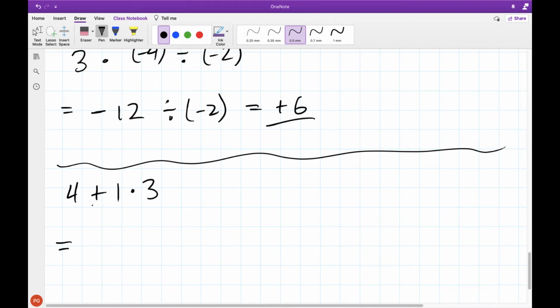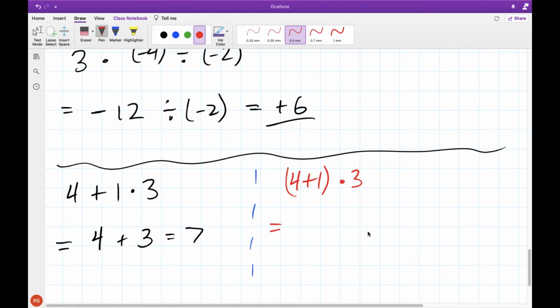Here's our next example. We've got 4 plus 1 times 3, no brackets, no exponents. The next step is going to be multiplication. So even though the addition is on the left here, we have to start with multiplication. 1 times 3, that's the same as 3. 4 plus 3 gives us 7.